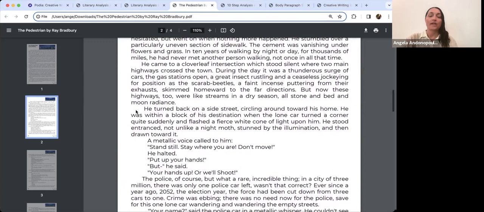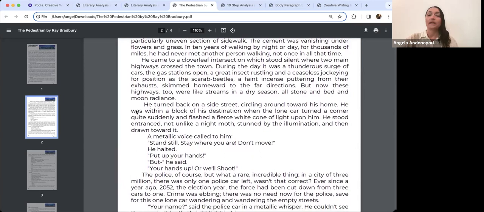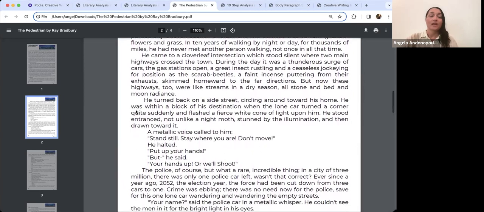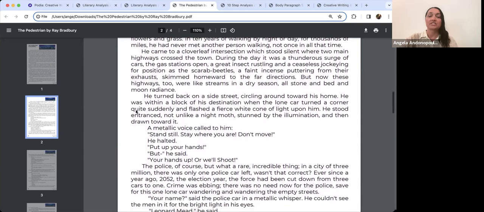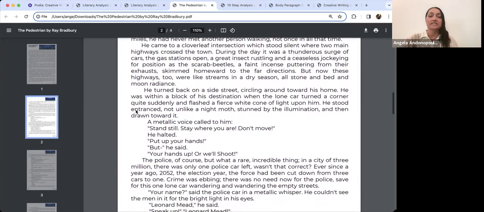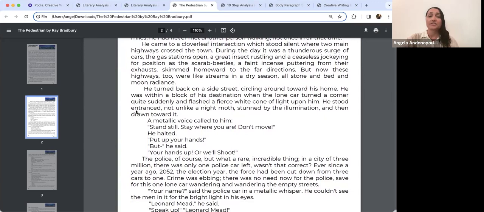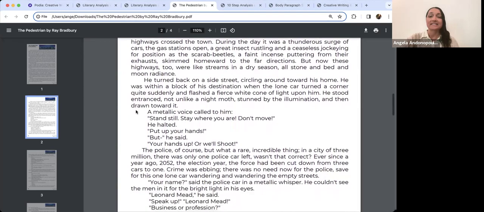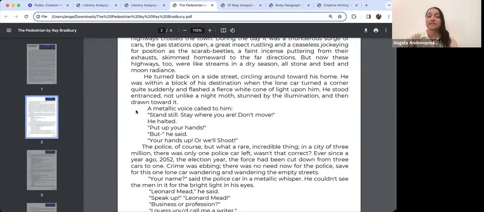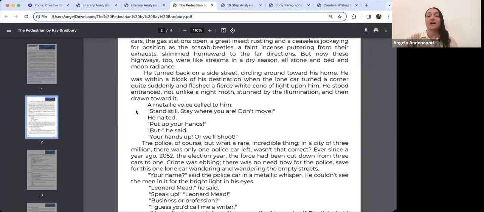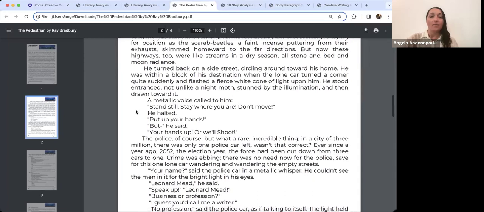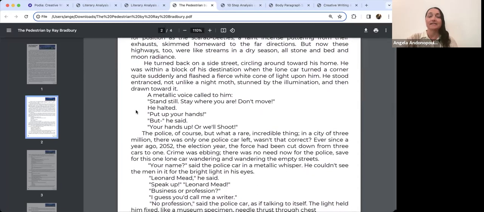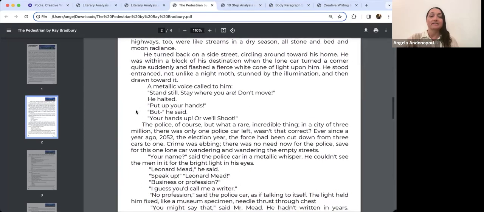In 10 years of walking by day or night, for thousands of miles, he had never met another person walking, not once in all that time. He came to a cloverleaf intersection which stood silent where two main highways crossed the town. During the day, it was a thunderous surge of cars, the gas stations open, a great insect rustling and a ceaseless jockeying for position as the scarab beetles, a faint incense puttering from their exhausts, skimmed homeward to the far directions. But now these highways too were like streams in a dry season, all stone and bed and moon radiance.